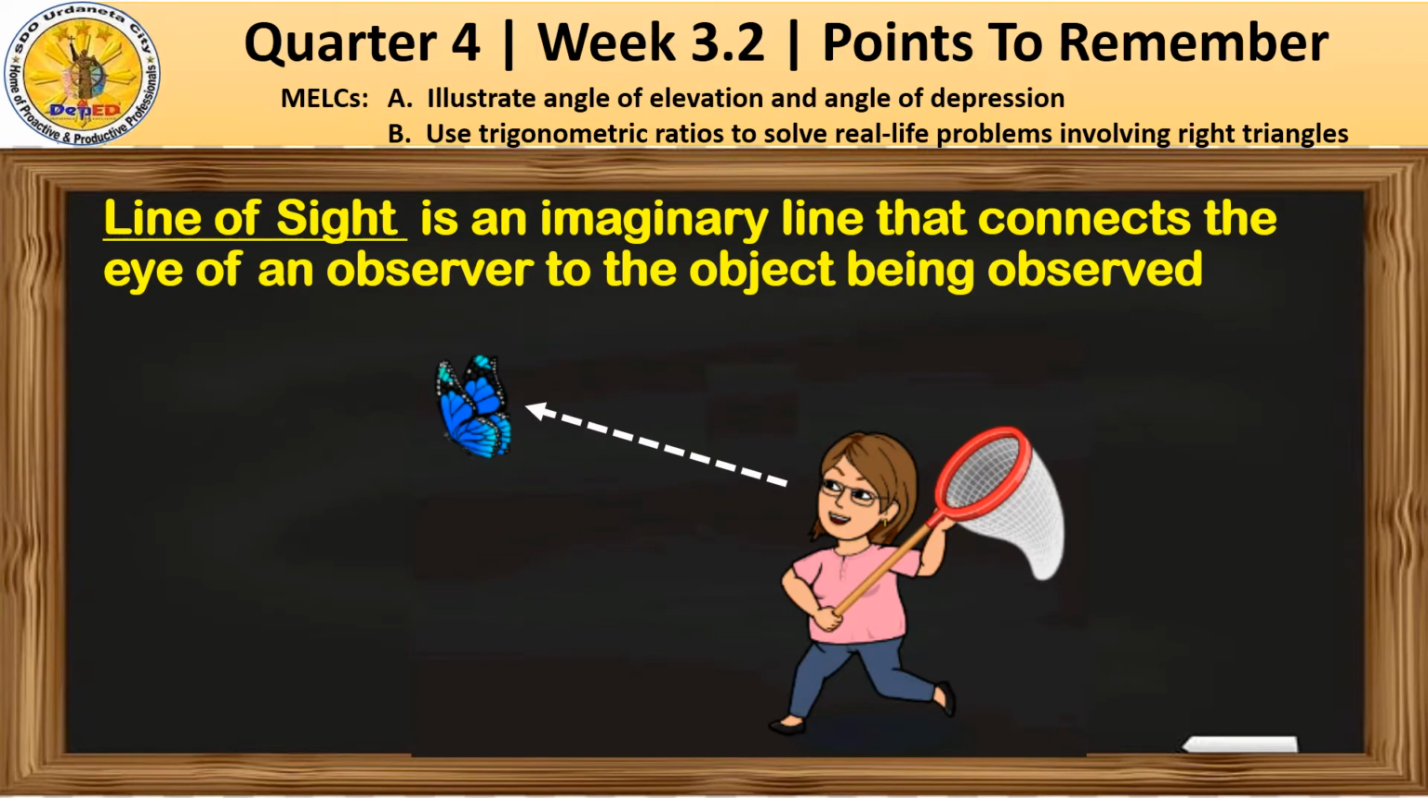Before we discuss the difference between angle of elevation and angle of depression, let me clarify what a line of sight is. Line of sight is an imaginary line that connects the eye of an observer to the object being observed. So here, in this example, this is the line of sight. It connects the eye of the observer to this butterfly which is being observed.